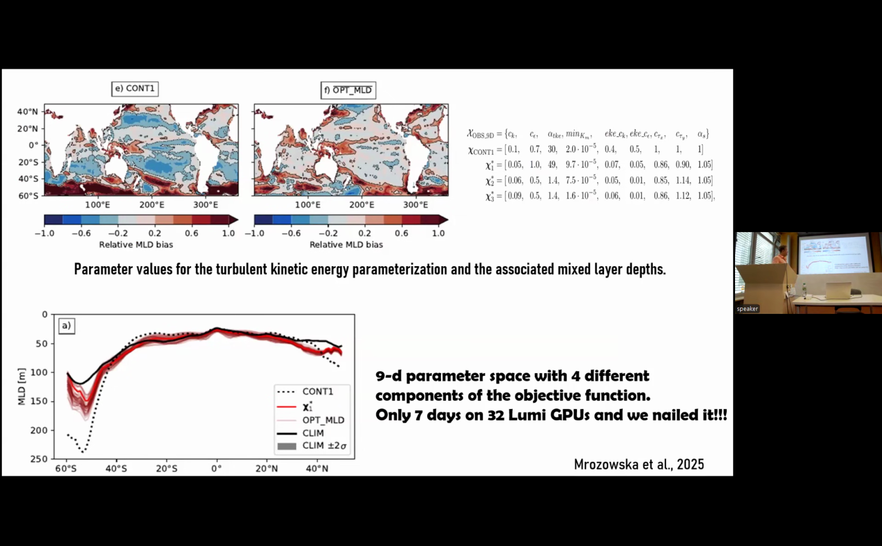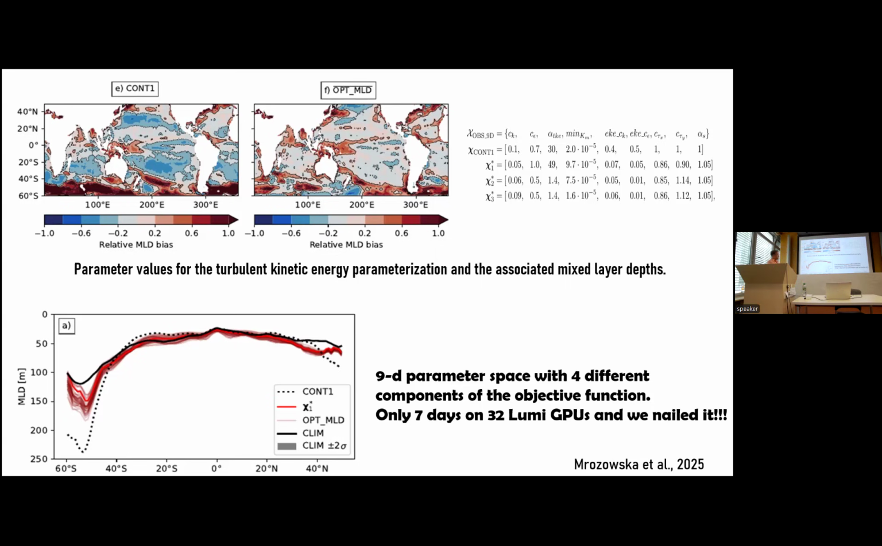We use 9 parameters. Here's a list of the parameters that we choose. There are several parameters tied to the TKE mixing scheme, and several parameters tied to Carsten's or the Eden and Greatbatch, Gent-McWilliams parameterizations. And then we also assume some uncertainty with the freshwater fluxes and the wind stresses. We see here the default values, and here the optimized values, where we have a better simulation.